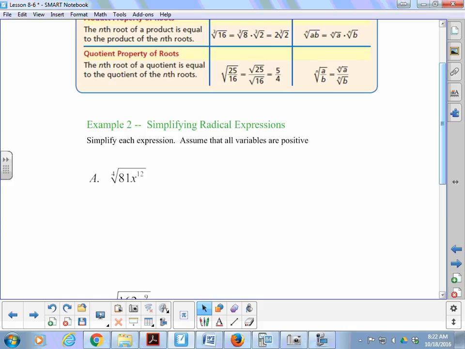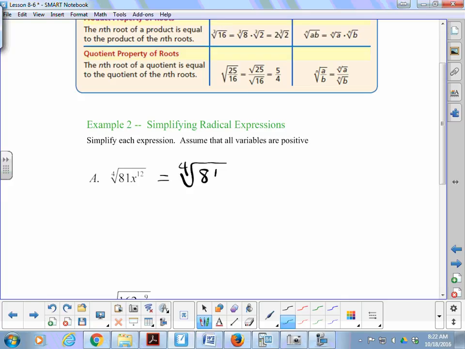pull them apart. So here, the fourth root of 81x to the 12th, I'm going to rewrite this first of all as the fourth root of 81 and the fourth root of x to the 12th.